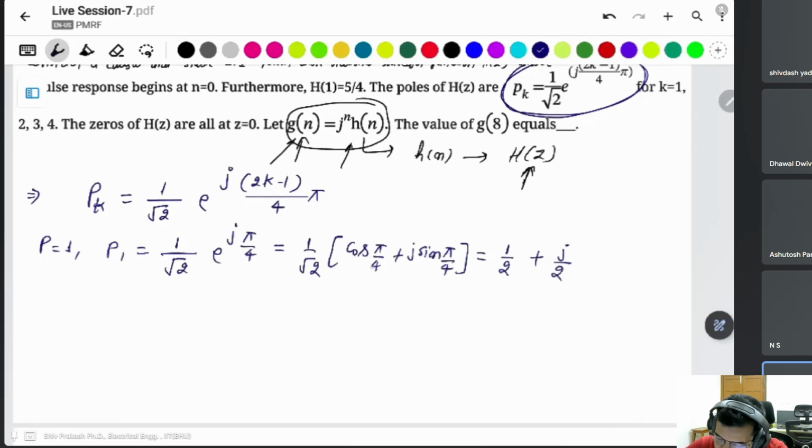This will be half, 1 by root 2 times 1 by root 2. If you multiply 1 by root 2 here, then this will be 1 by 2. This will be 1 by 2. But there is j, that's why this will be 1 by 2 plus j by 2.